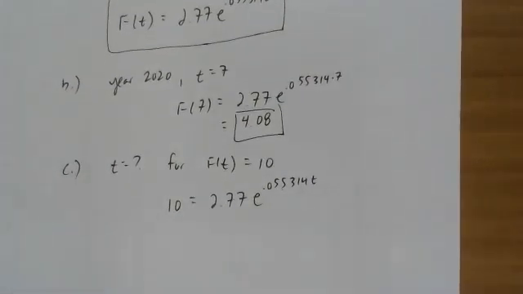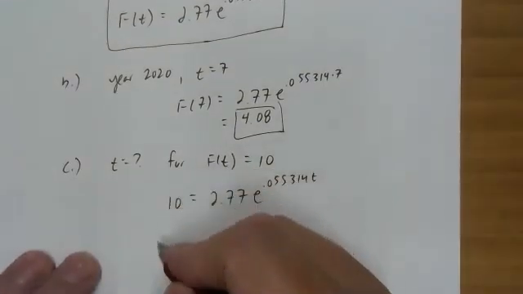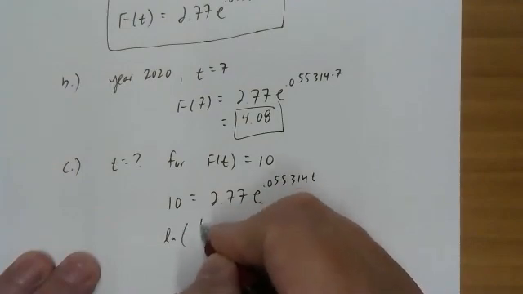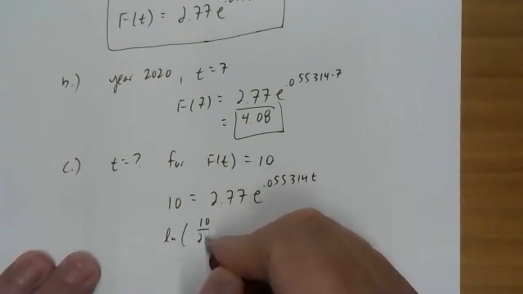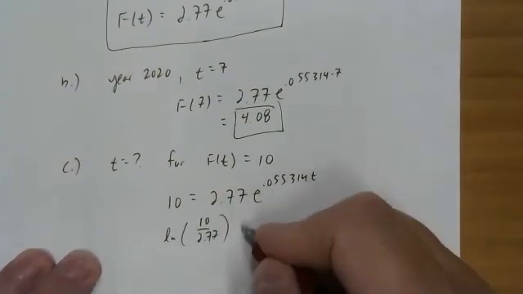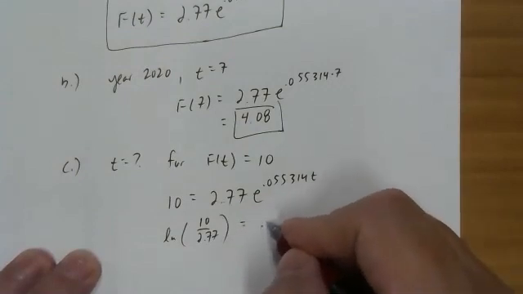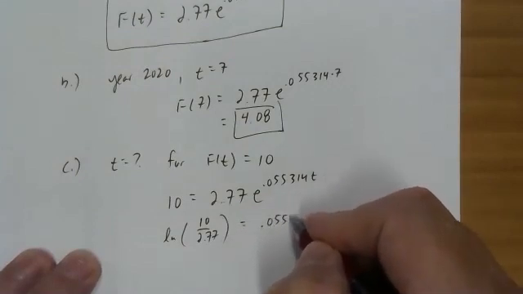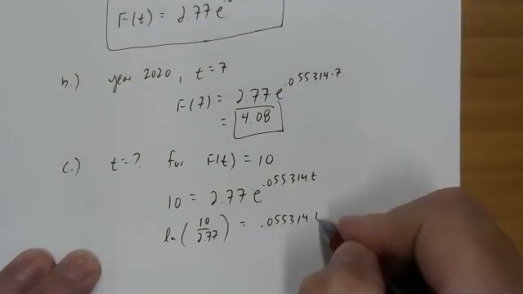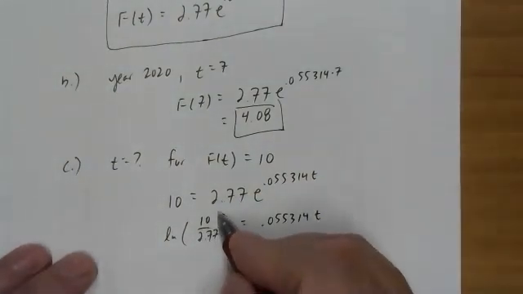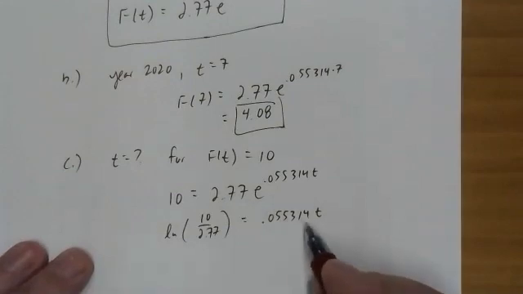Let me write this down a few times, right? We're going to divide both sides by 2.77. We'll take the natural log of both sides. When you do all that, you end up with something like this. So I can take this natural log and divide it by 0.05534, and that should be t.